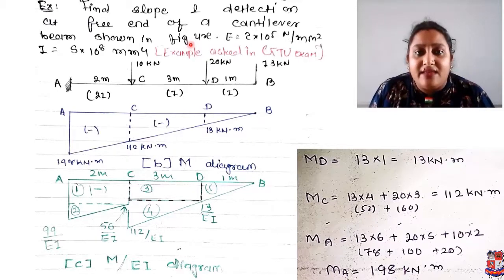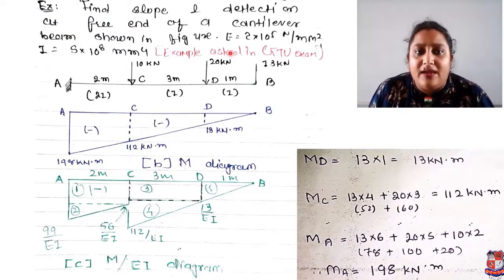Okay, if in the exam we have to assume necessary data, and if E and I are not given, or either E or I value is not given, then you have to assume it, because we have a practice of calculating problems by using values of E and I like that. Okay, so first we have to read the data. So it's a cantilever beam.